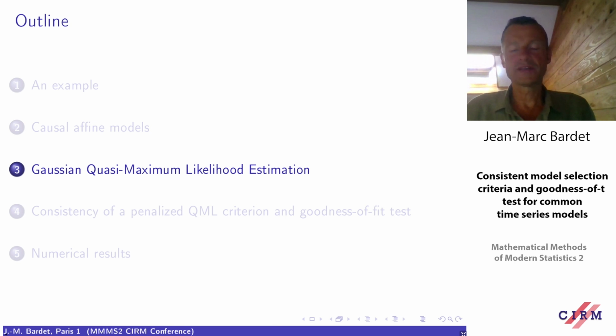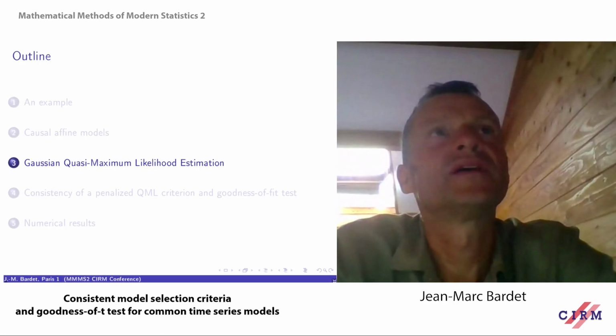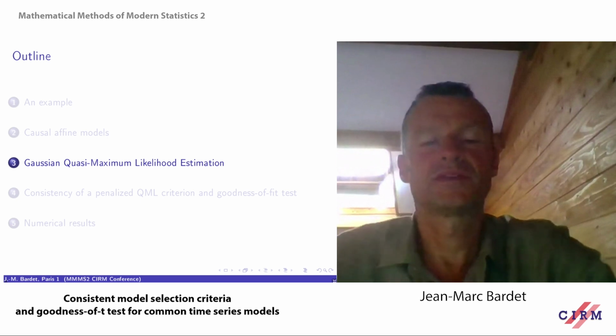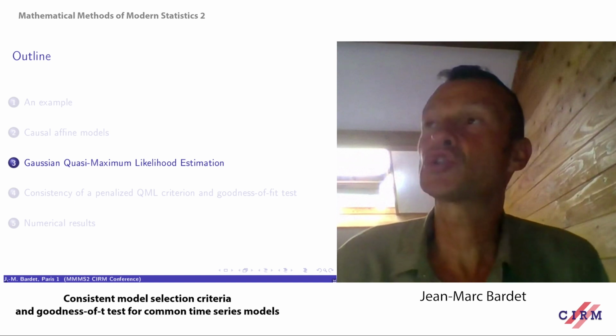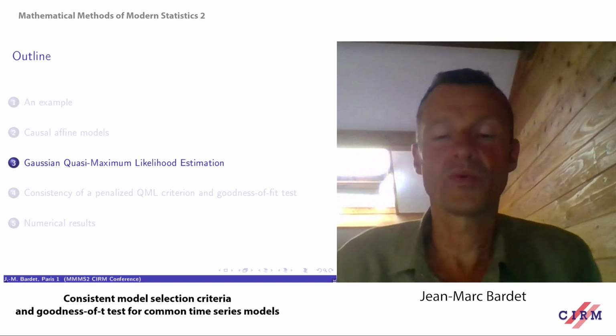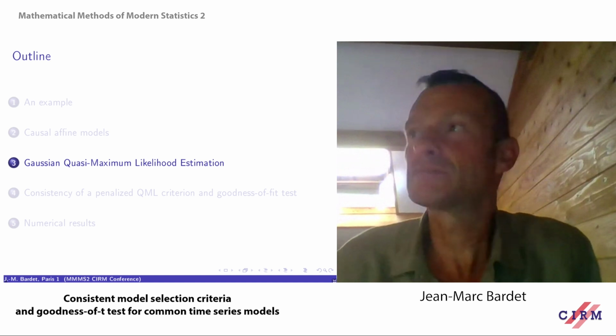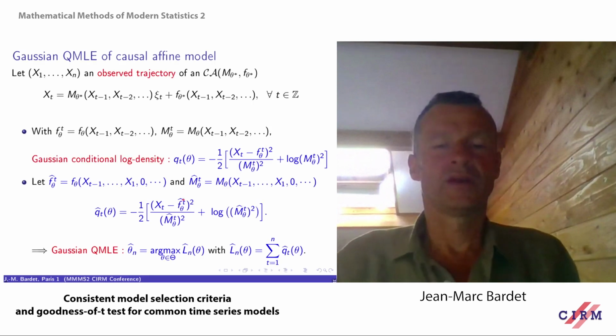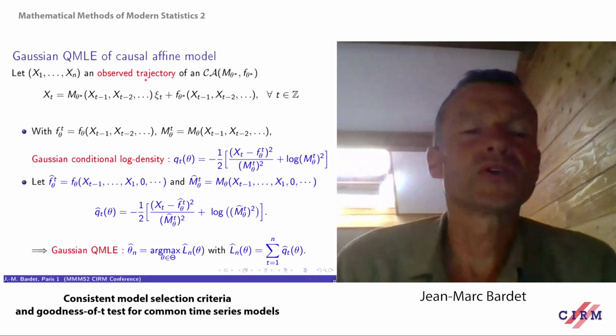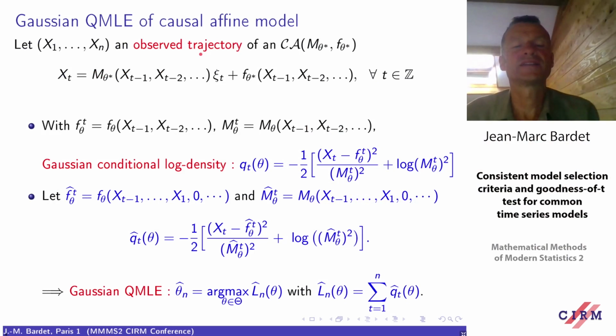The question now is how to estimate the parameters of such causal affine processes. This will be the first step before choosing an optimal model. We would like to identify a model when we choose a model. So I will speak about the Gaussian Quasi-Maximum Likelihood estimator for causal affine processes.